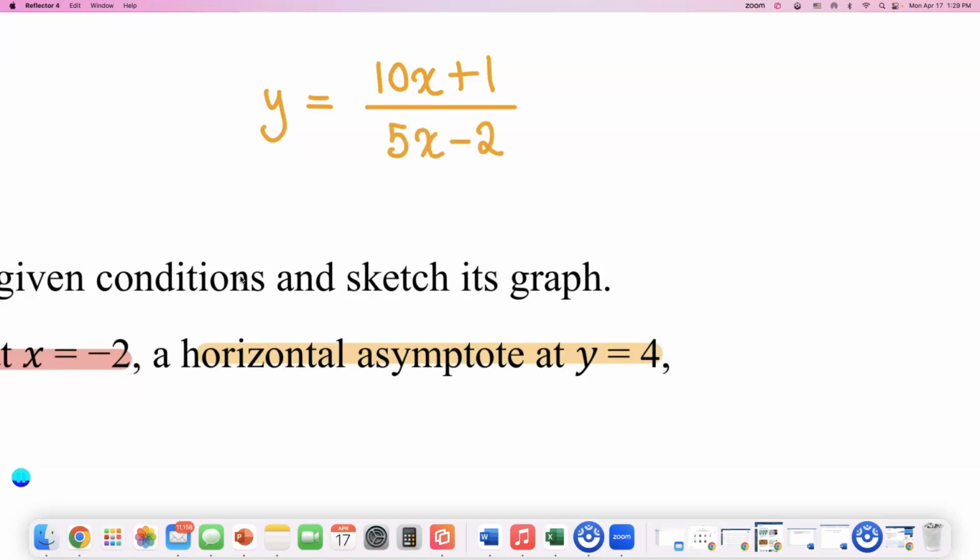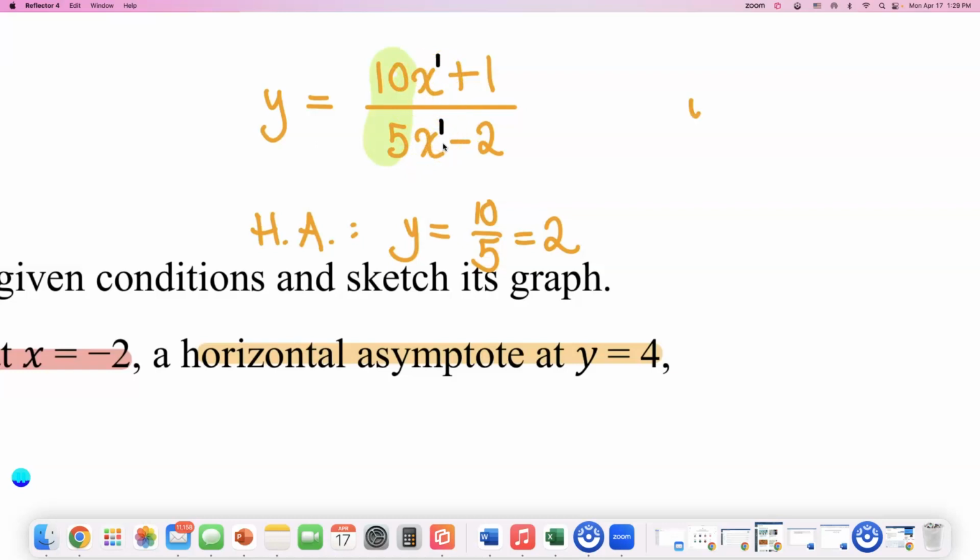Now, when the degree of the numerator and the degree of the denominator, the biggest exponent on top of the fraction and the biggest exponent in the bottom of the fraction, those are called degrees, right? If they are the same, it's x to the first power and x to the first power, the horizontal asymptote is simply going to be the ratio of their leading coefficients. So the ratio of the leading coefficients is 10 over 5, which is 2. Okay, so this applies when the degree of the numerator and the degree of the denominator are the same.